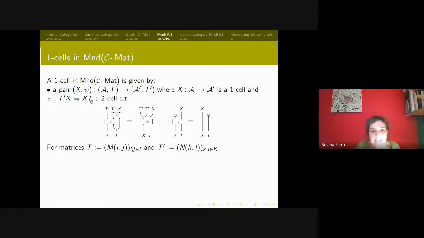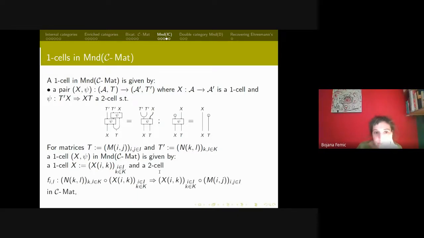And now for this 1-cell (X, psi), the pair is given by a 1-cell X in the bicategory of C-matrices, which is a matrix X over I and K, because X should go from A to A prime, which are now I and K. And the 2-cell, which should play the role of psi, I now denote by F. T prime X is replaced by the matrix N composed with the matrix X, and the codomain is X composed with matrix M. And now the two above laws, these ones in the diagrams, should hold.